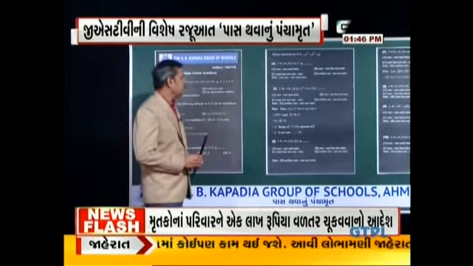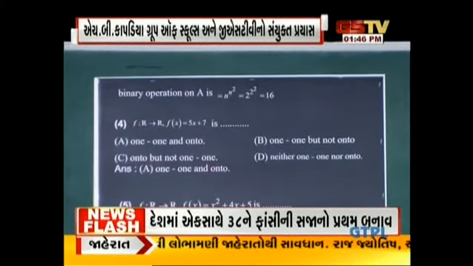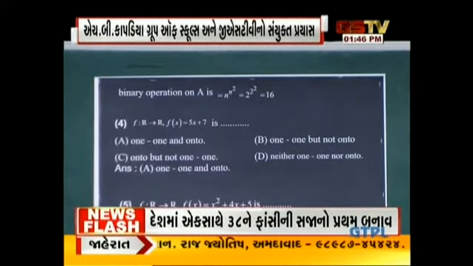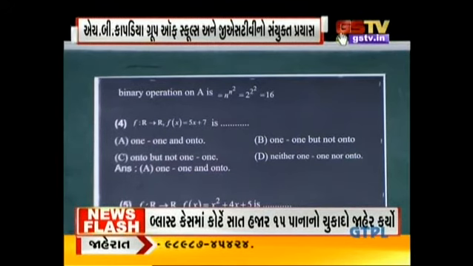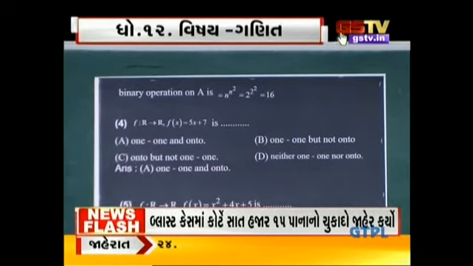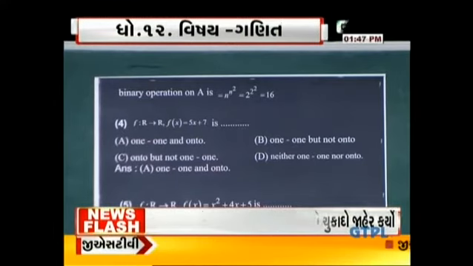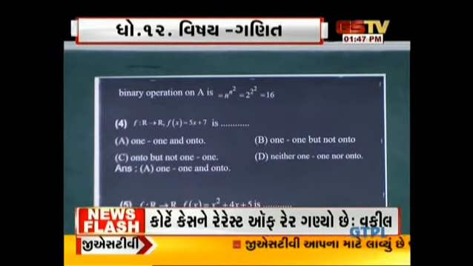Next question number 4. If a function from real set R to R, f of x is equals to 5x plus 7, is option A, 1 1 and onto, option B 1 1 but not onto, option C onto but not 1 1, and option D neither 1 1 nor onto.